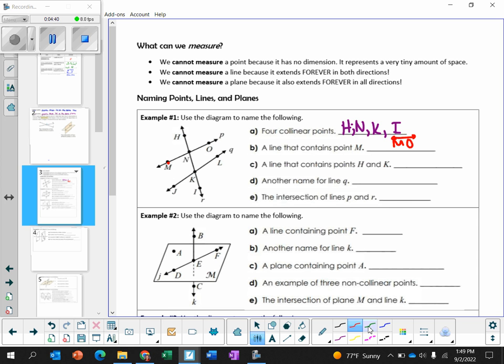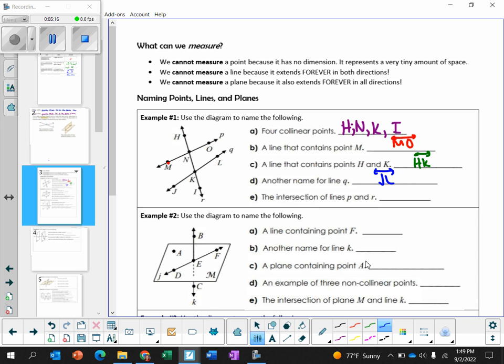A line that contains points H and K. Well, if it's containing both of those points, it could be called line HK. We could also call it anything with an N, right? HN or NK. I could call it HI, or I could call it line R. Another name for line Q. So Q is here. So we see this line right here. So anything using the letters J, K, or L. And again, there's 3 of them here, but I only picked 2. So let's call it line JL.